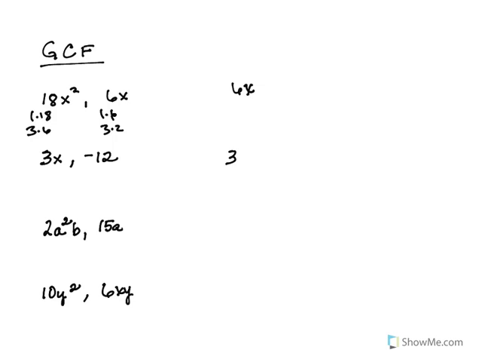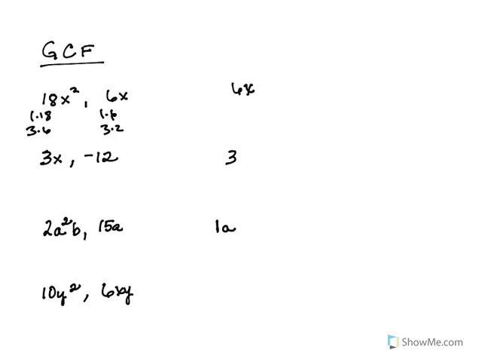Then we have 2a squared b and 15a. So 2 and 15, they don't have a GCF, but understand that it is a 1, right? And then a squared and a would be a. B has no GCF because there's not a B on the other term. So basically 1A or A is your GCF here.